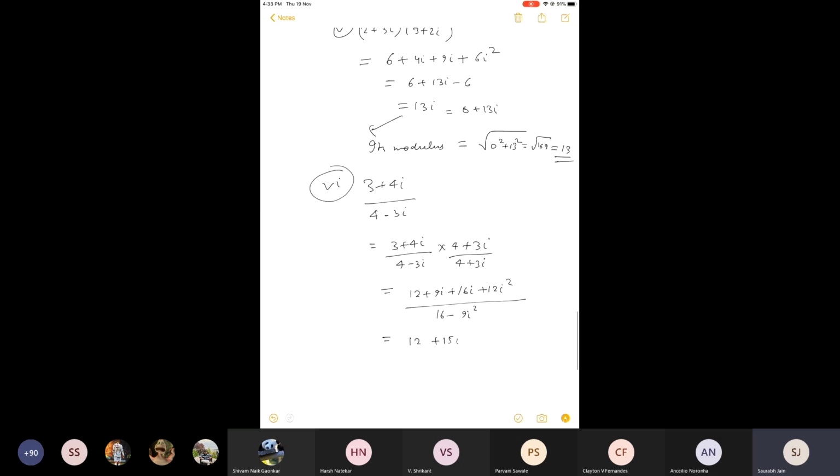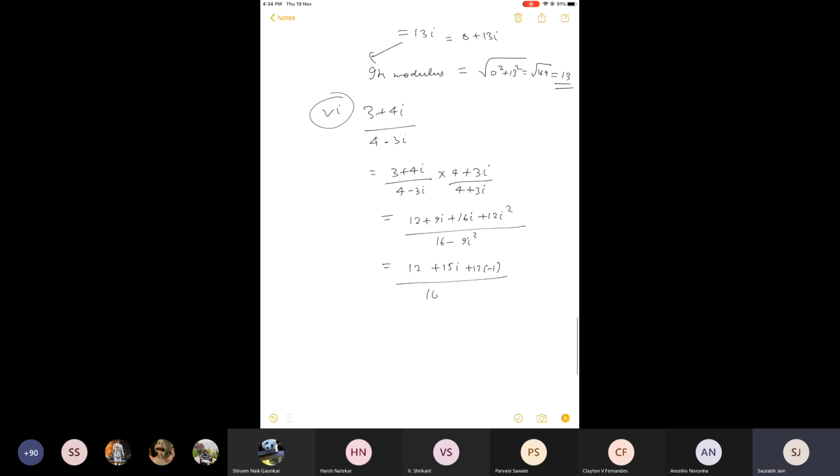So 15 iota. This is 12 into minus 1 because iota square is minus 1. Please note these two values are very important. Iota square and iota cube. They are repeating constantly, right? Then 16 minus 9 into minus 1. So in the numerator only 15 iota will remain. In the denominator it is 15. This comes out to be iota. That is 0 plus 1 iota, right? Its modulus will come out to be under root a square plus b square. Same formula is applied in all the 6 parts. And the answer is 1.